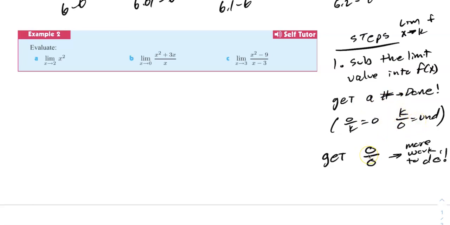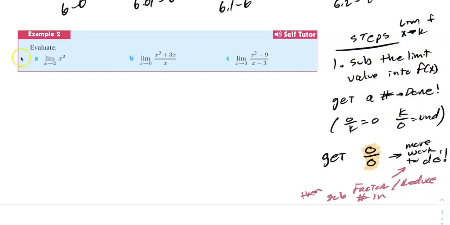If you happen to get 0 over 0, that's a special quality. It's called an indeterminate form. Then you have more work to do. Now in IB SL, that more work to do, 99% of the time, is just factor. Factor and reduce. And then substitute a number in again. So that's the process.